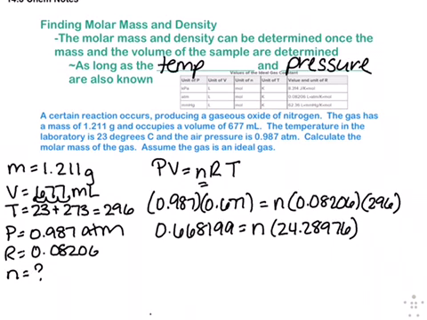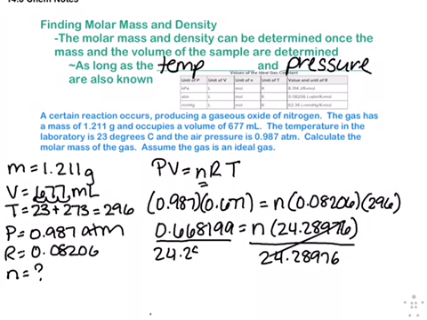24.28976. At this point, you divide each side by 24.28976 to get N by itself, and N is 0.0275.